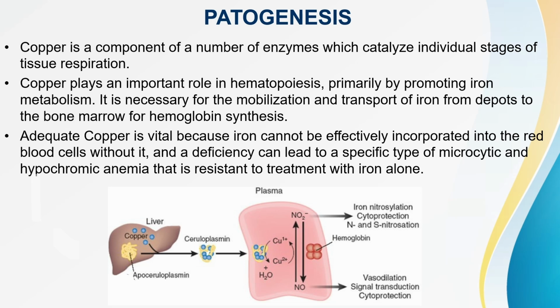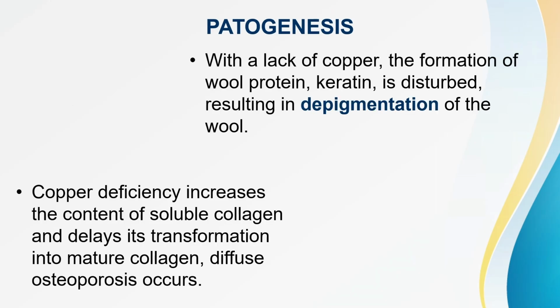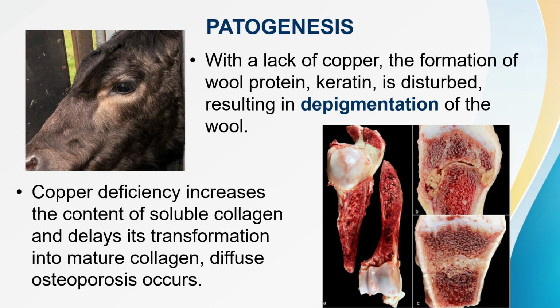Adequate copper is vital because iron cannot be effectively incorporated into the red blood cells without it, and a deficiency can lead to a specific type of anemia, microcytic and hyperchromic, that is resistant to treatment with iron alone. With a lack of copper, the formation of wool protein, keratin, is disturbed, resulting in depigmentation of the wool. Copper deficiency increases the content of soluble collagen and delays its transformation into mature collagen, so diffuse osteoporosis occurs.